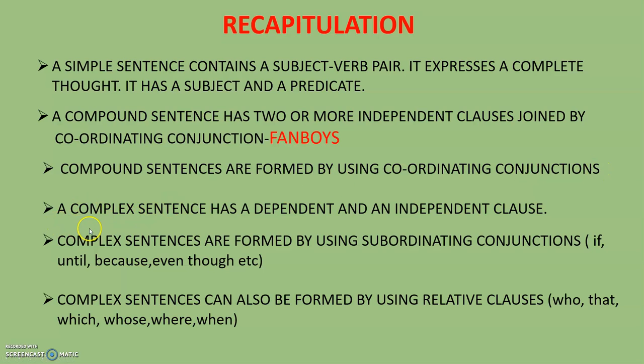Now what about complex? A complex sentence has a dependent and an independent clause. Dependent means which cannot stand on its own. It doesn't make complete sense, okay? And it has an independent clause also. So complex sentences are formed by using what? Subordinating conjunctions. Okay. In complex sentences, we use subordinating conjunctions. Which are they? If, until, because, even though, etc. And a complex sentence can also be formed by using what? Relative clauses. And which are the relative clauses? Who, that, which, whose, where, when. All these are relative clauses.